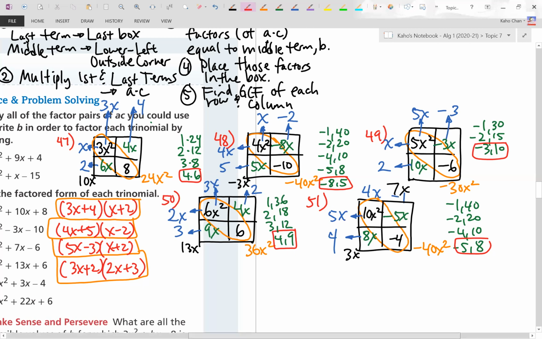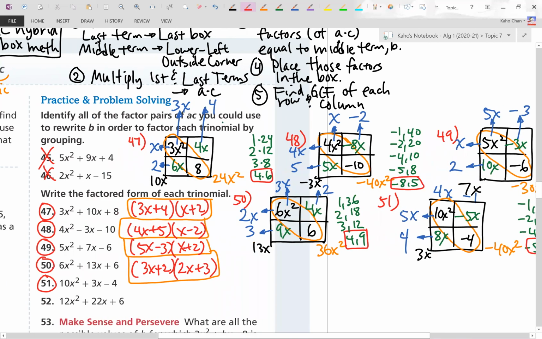Okay, take care of that. So number 51, the answer is 5x plus 4 times 4x minus 1.